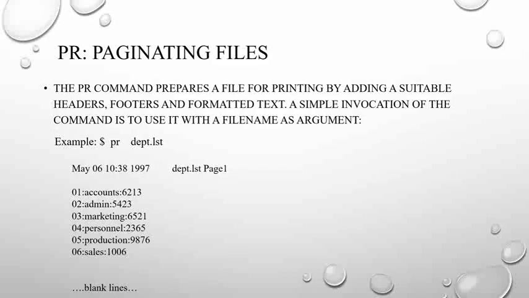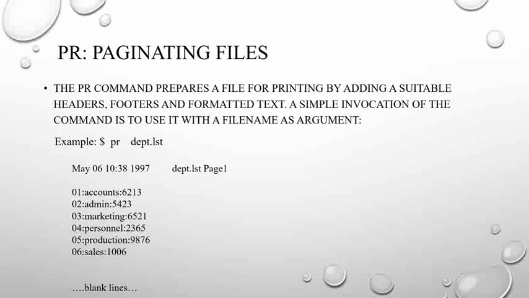So here one of the commands is the PR command, which is called paginating files. The PR command prepares a file for printing by adding suitable headers, footers, and formatting text. A simple invocation of the command is to use it with a file name as an argument. Here you can see in the example what I have taken. My file name is department.list and I am using it with the PR command.